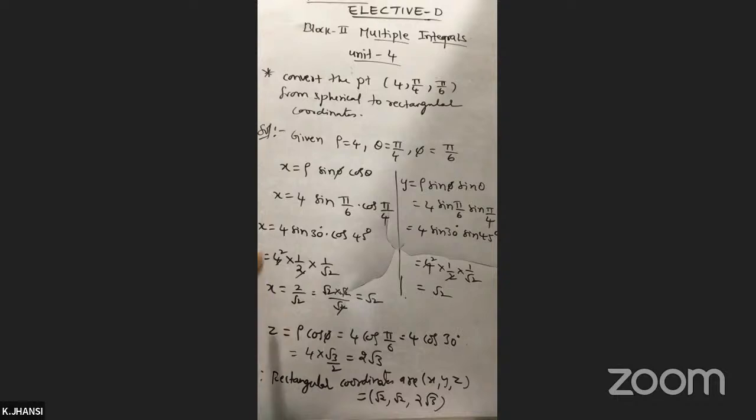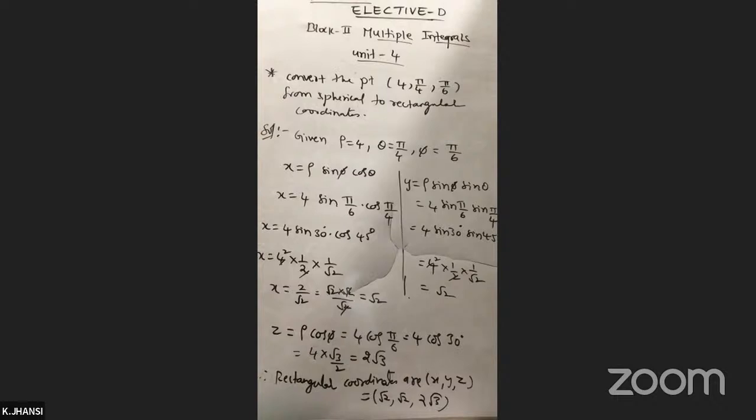If you know these relations of x, y and z, then you can do the simplification. So compulsorily, the relations should be remembered for solving the problems. Here x equals rho sin phi cos theta, y equals rho sin phi sin theta, and z equals rho cos phi. With the help of these three relations, we can convert the point from spherical to rectangular. In some cases, a rectangular point will be given, and we have to write the spherical polar coordinates also.